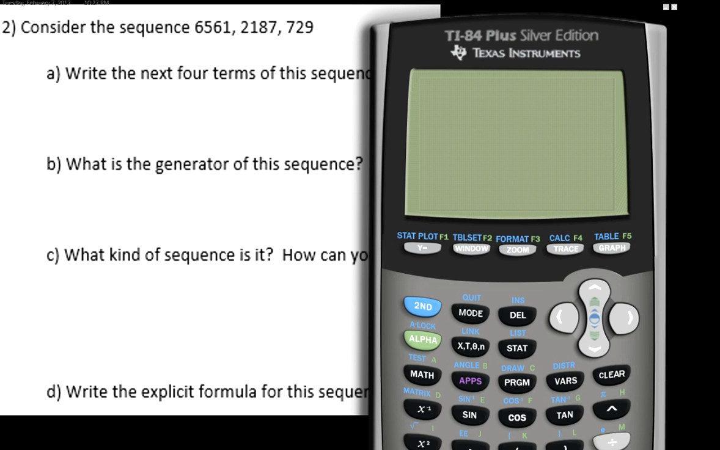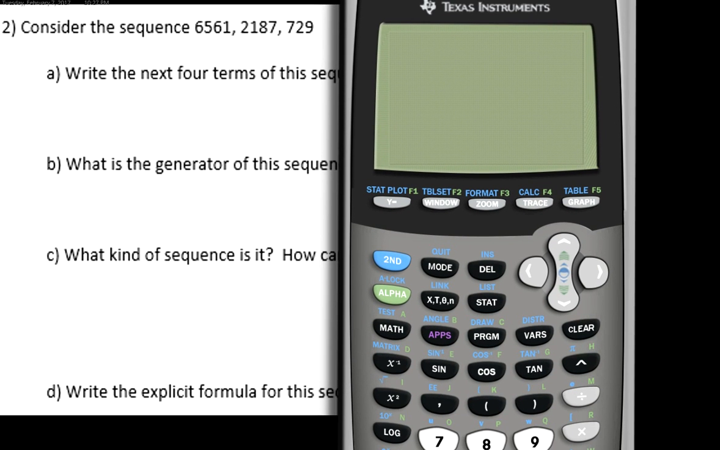So if I take my calculator and, for example, take a number like 729 and divide it by the term that precedes it, 2,187, I get this value that is 1/3. If I ask the calculator to convert this to a fraction, it is the number 1/3. So if the pattern holds, I'm multiplying by 1/3 to go to each successive term.